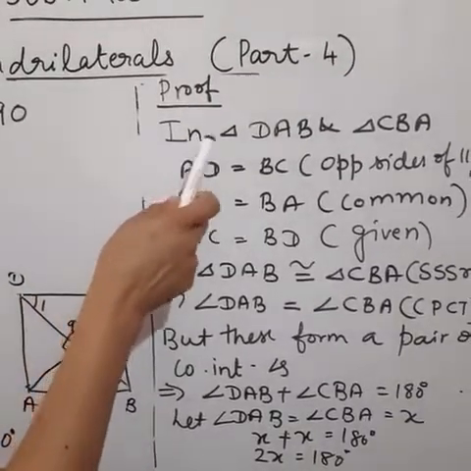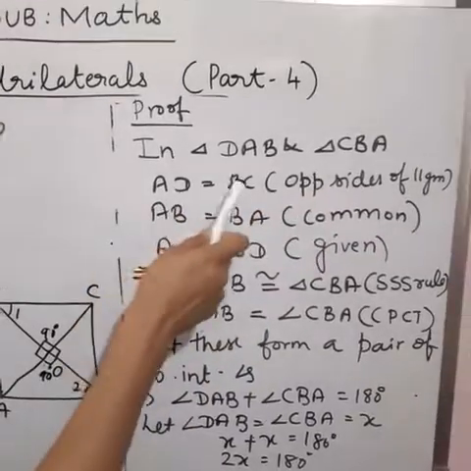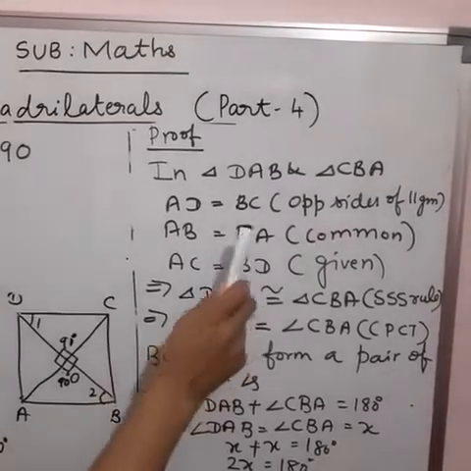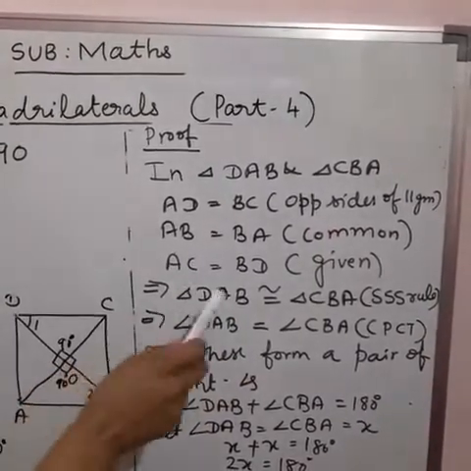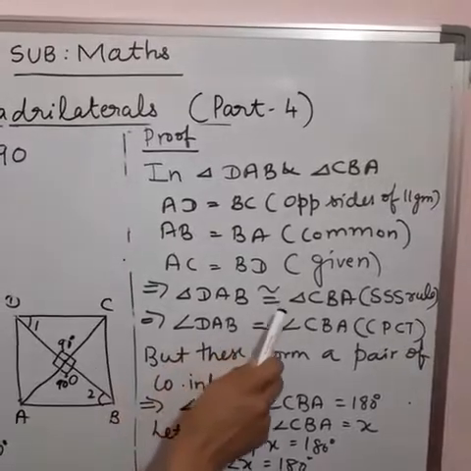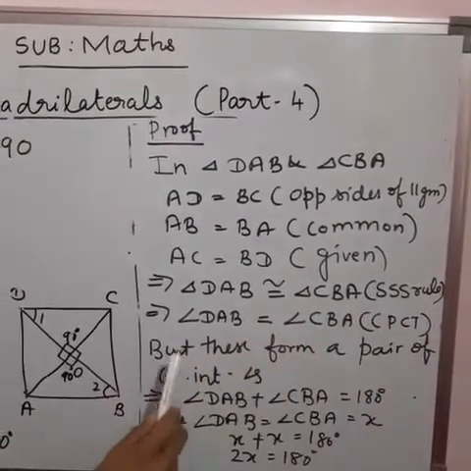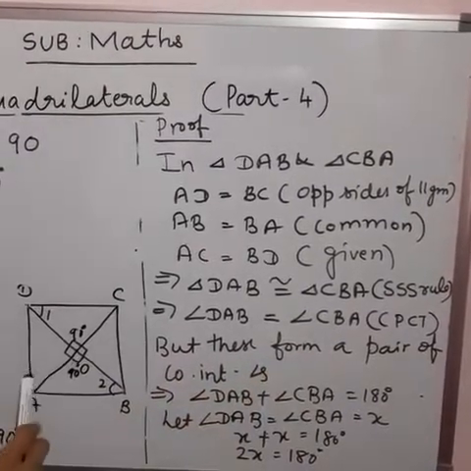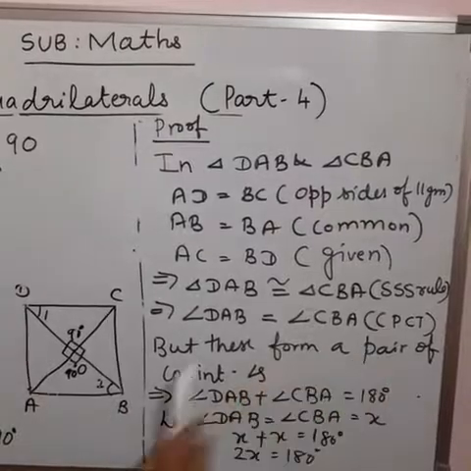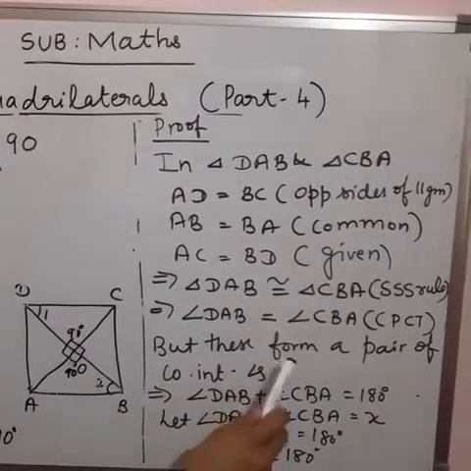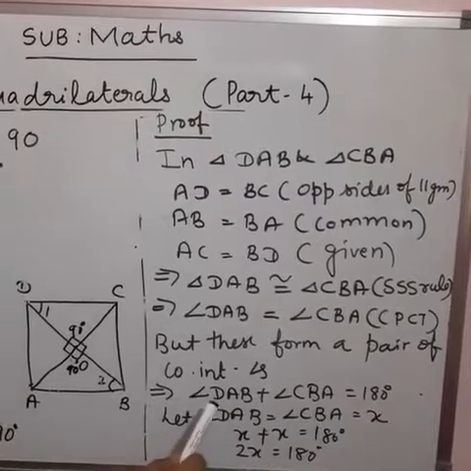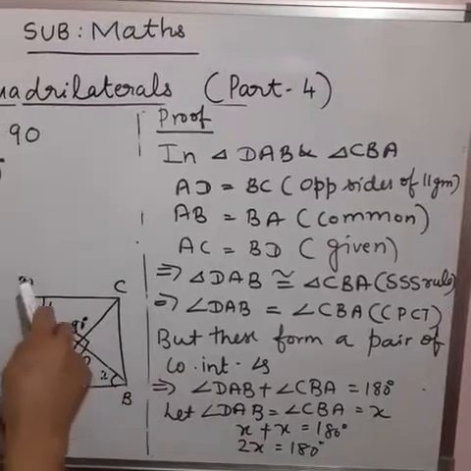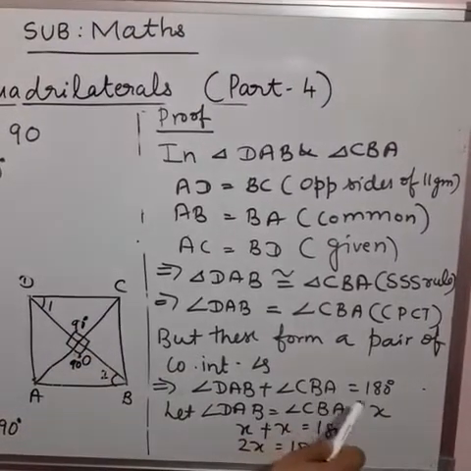Now let's write that. In triangle DAB and CBA, AD is equal to BC, opposite sides of parallelogram. AB is equal to BA, common. AC is equal to BD, given. Therefore, triangle DAB is congruent to triangle CBA by SSS rule. So we can take angle DAB is equal to angle CBA by CPCT. These two angles are equal by CPCT. You know, these form a pair of co-interior angles also. So we can write angle DAB plus angle CBA is equal to 180 degrees since AD is parallel to BC. The sum is 180 degrees.